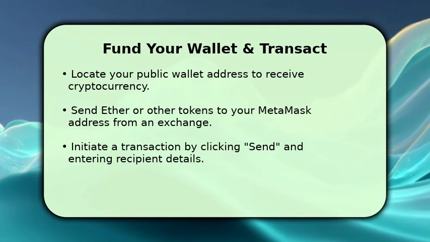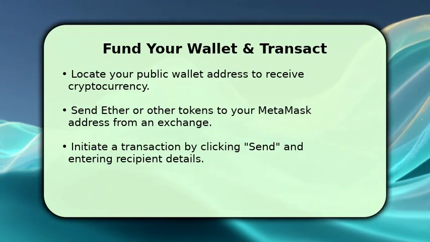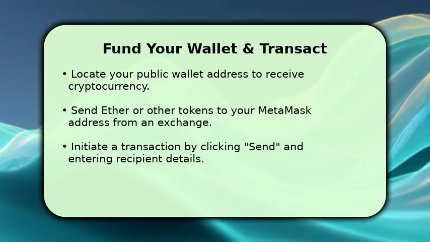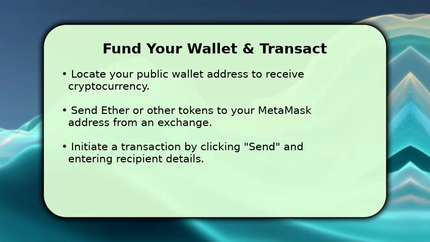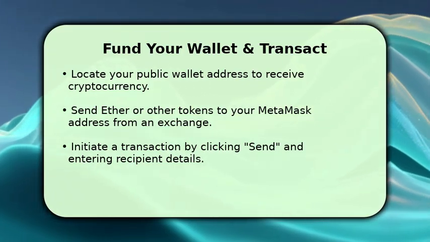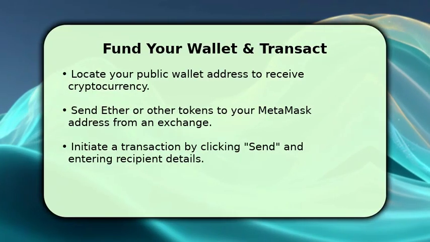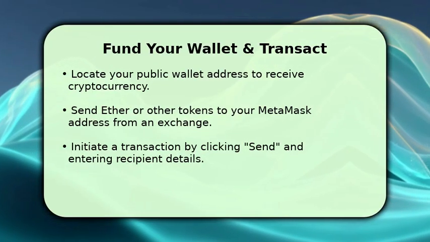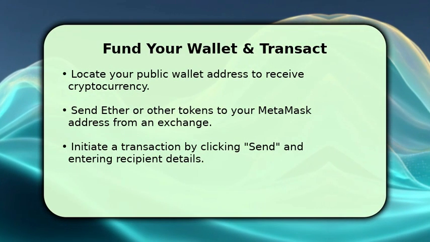With your wallet ready, it's time to add some funds. Copy your public wallet address, which starts with 0x, from the MetaMask interface. You can then send Ether or other compatible tokens to this address from a cryptocurrency exchange or another wallet.